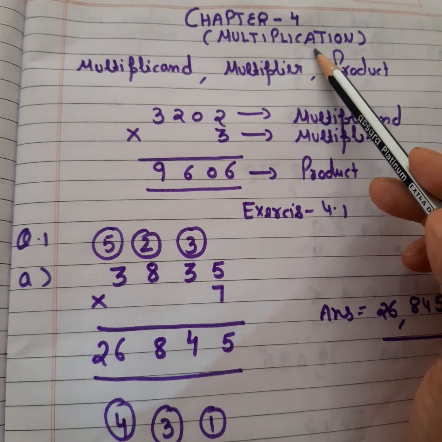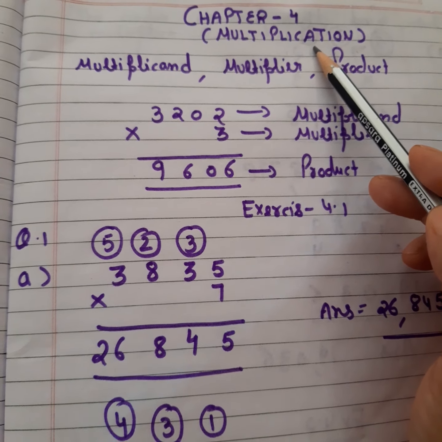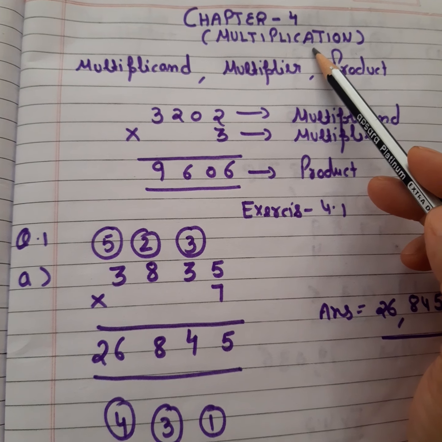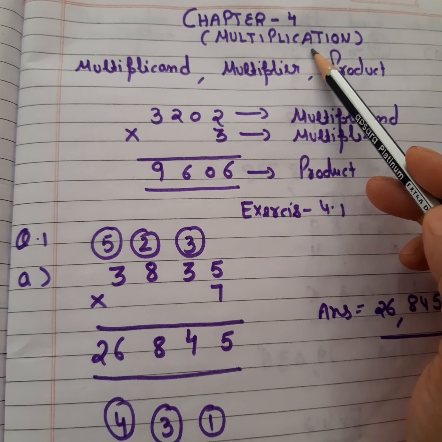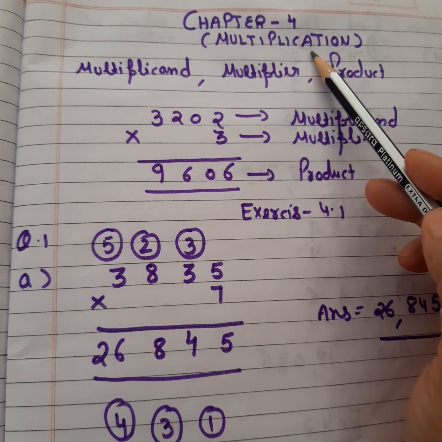Today we will be starting with our chapter number 4, that is your multiplication. Before doing this chapter, you should be revising all the tables up to 15. All the tables up to 15 should be learned by you.